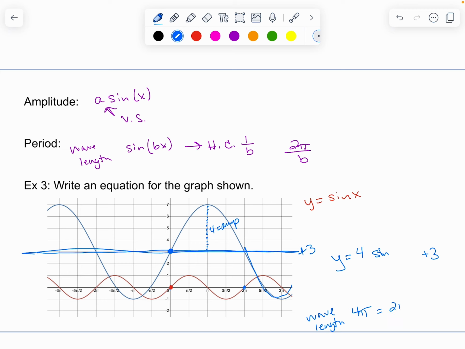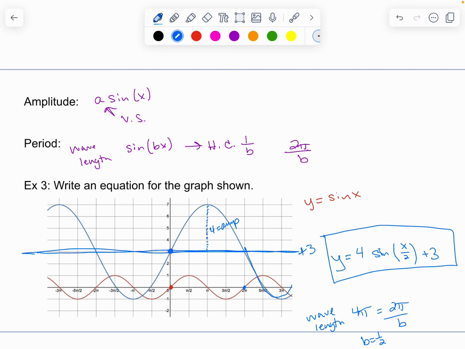So that means that I've got 2 pi over some type of b. Well, in order to get that, my b would have to be a half. So this now becomes x divided by 2 plus 3 as my final result.